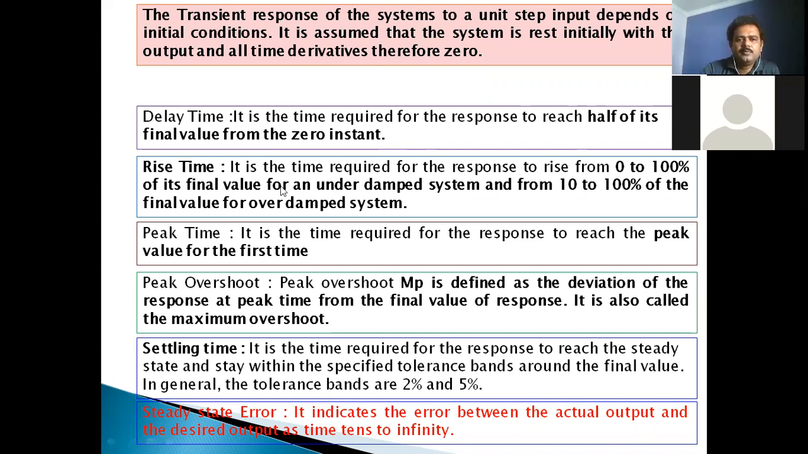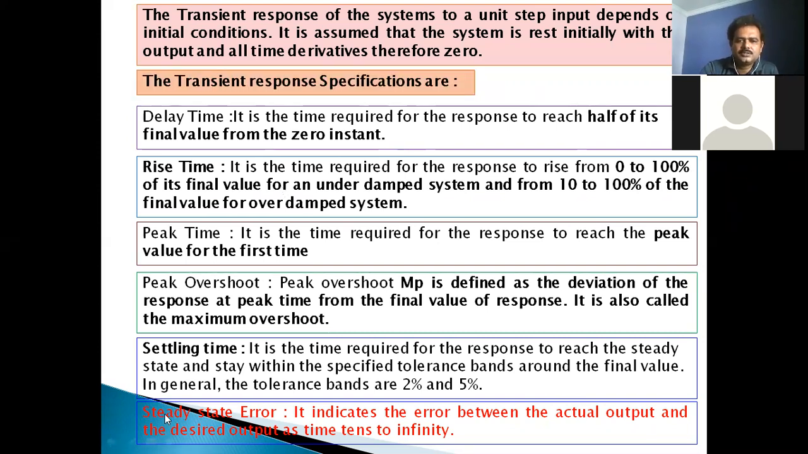Okay, these are the time domain specifications. This is the steady state specification. Together, these are called time response specifications.